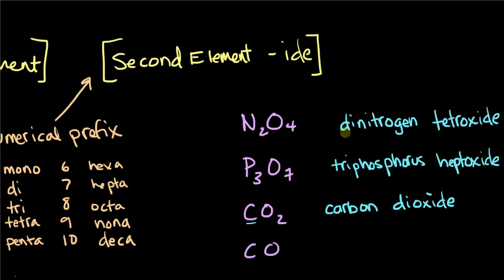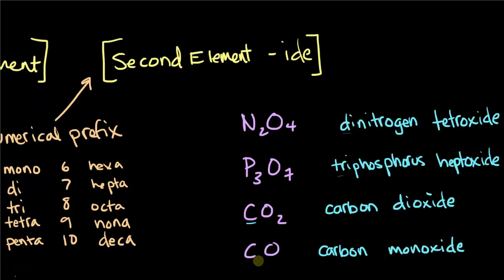We clearly do include the numerical prefixes when the number is greater than 1, as in dinitrogen and triphosphorus, but when the number is 1, we don't include mono for the first element. However, this compound here we would call carbon monoxide. So if the second element only has one atom, then we do still use the prefix. So that's the one exception for covalent compound naming.